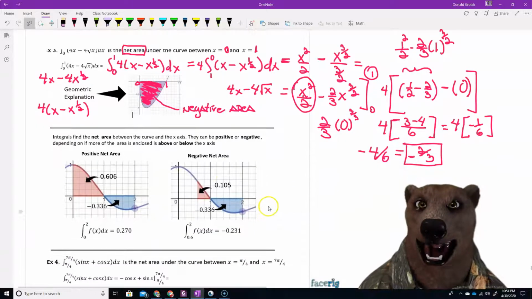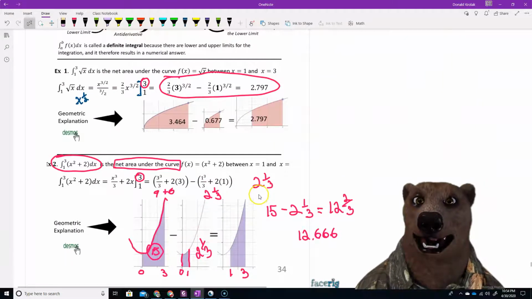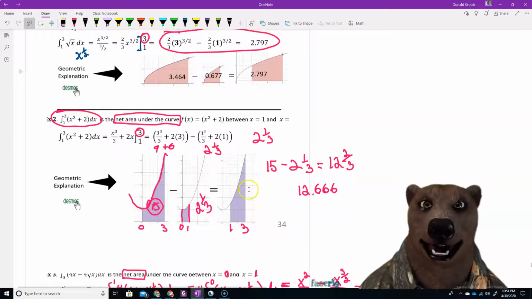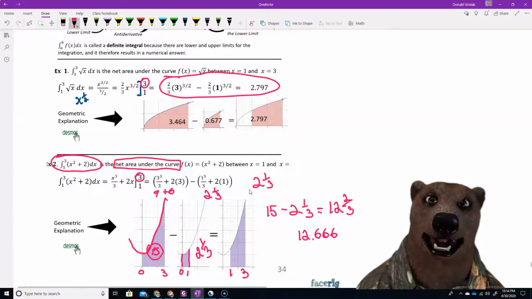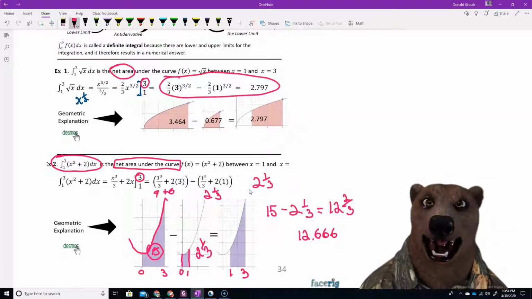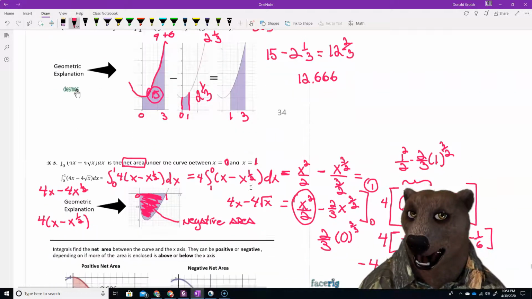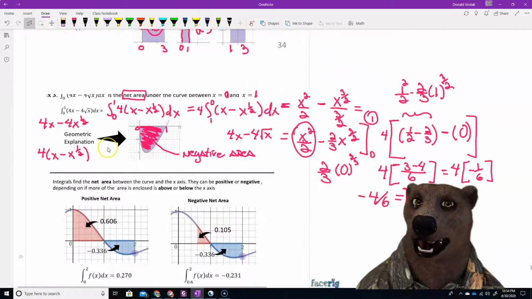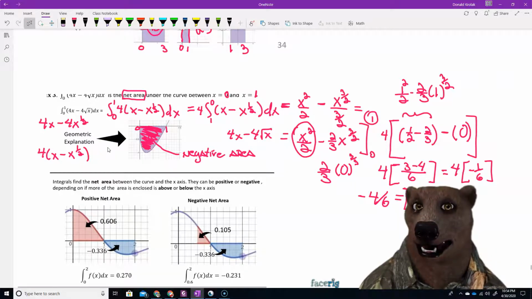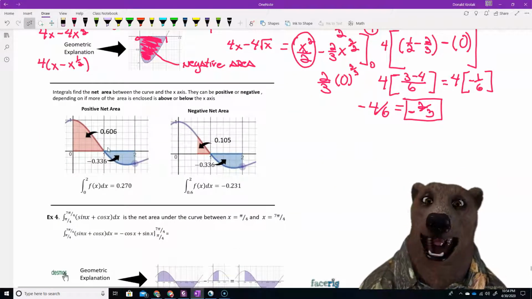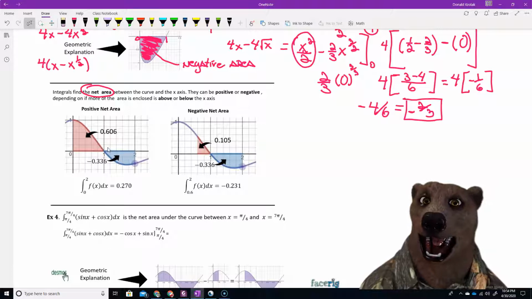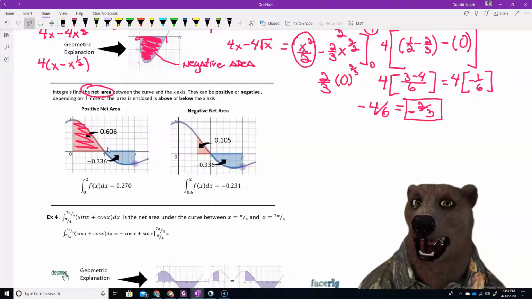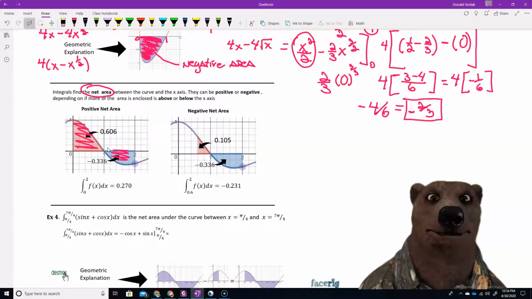So when we have a combination, the first two examples, everything was above the x-axis. So the word net really didn't matter because you didn't have any negative areas. The third example was purely negative, just meaning it was underneath. So net area has to do more with if you have a curve and the interval that you're integrating over has portions that are above the x-axis and portions that are below.